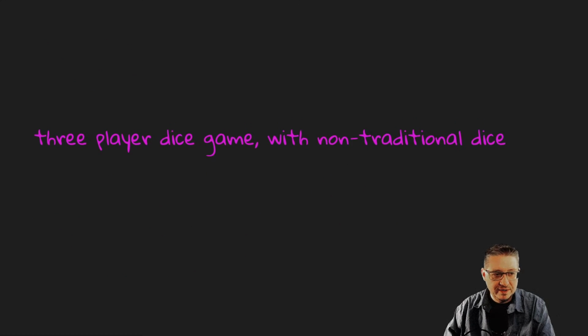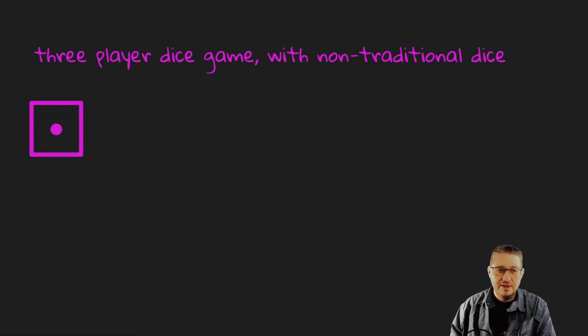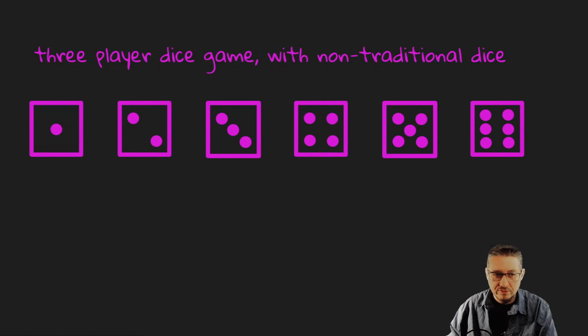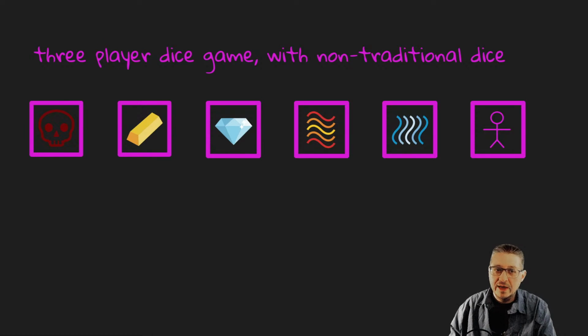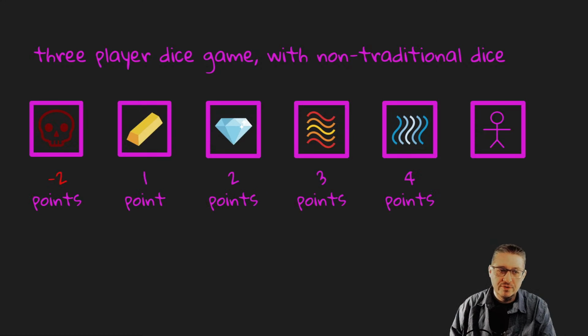And I mentioned that the scoring is a little non-traditional. So rather than just having the normal dice, 1, 2, 3, 4, 5, 6, there are different icons that have different values on the dice. So you've got skull, ingot, gem, fire, water, and person. And they each have different point values. Skulls are worth -2 points, ingots are worth 1 point, gems are worth 2 points, fire is 3 points, water is 4 points, and a person is 1 point.